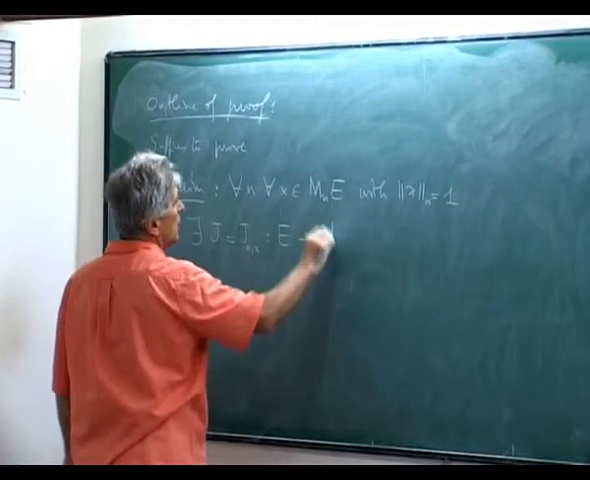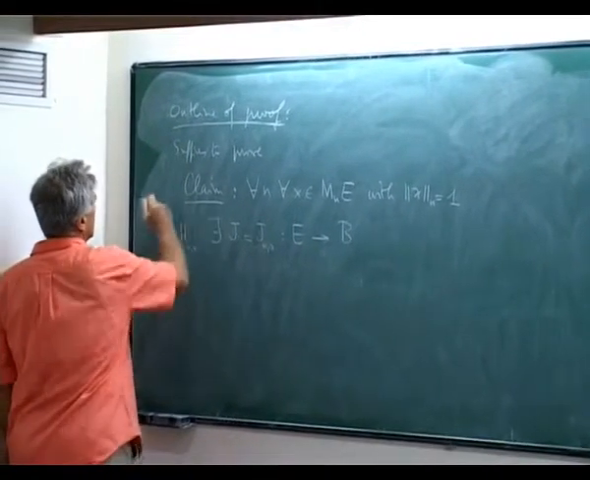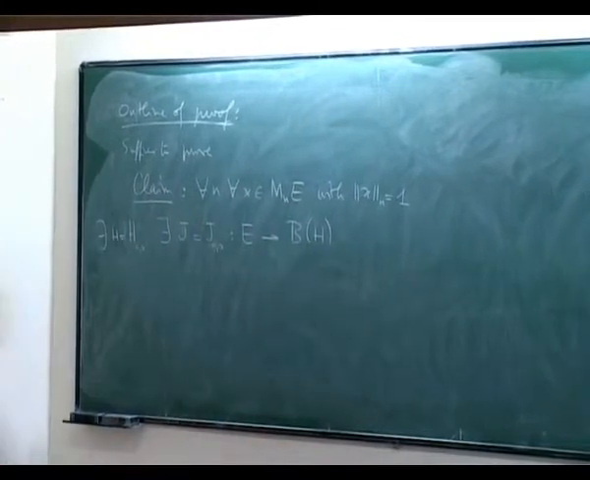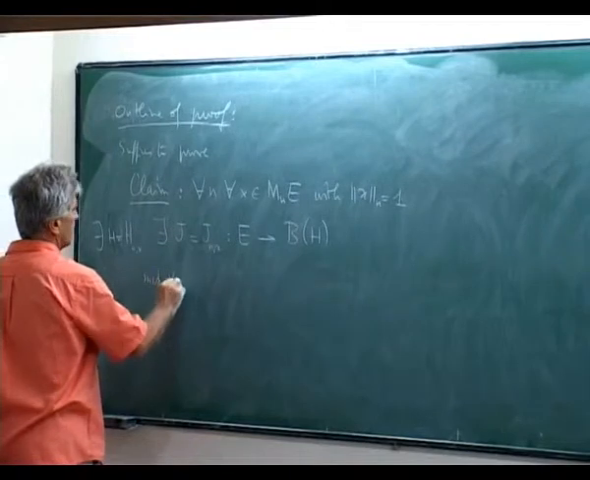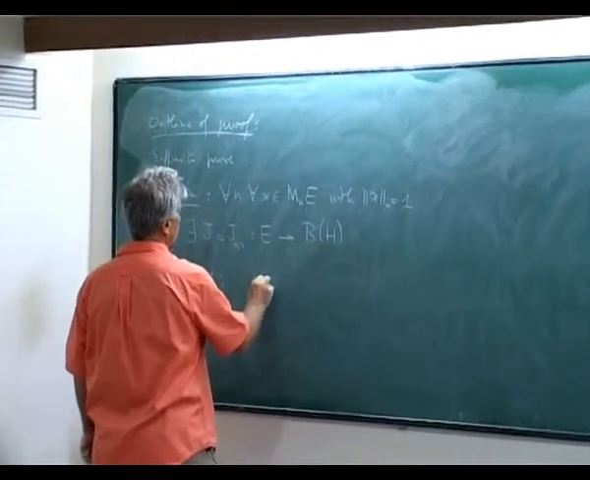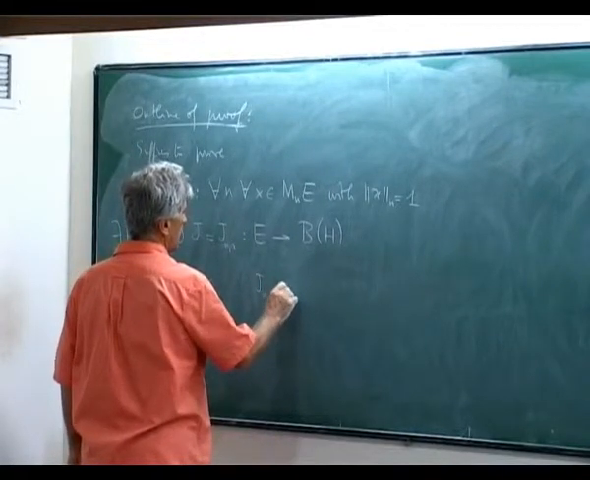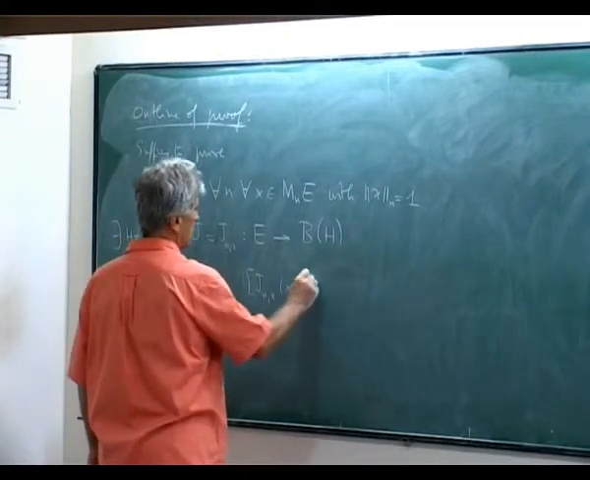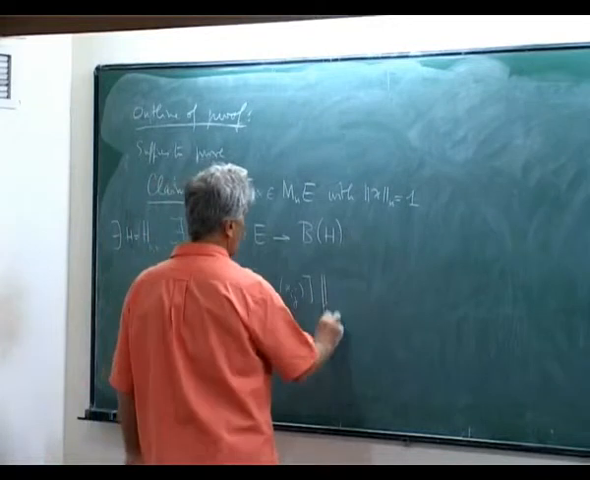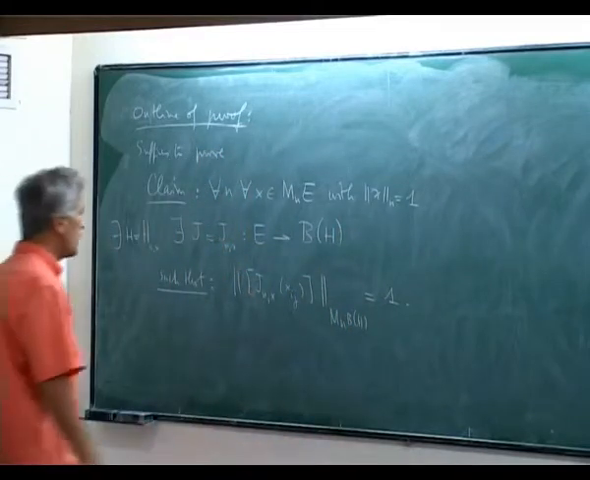From E to some H, so there exists an H, also depending on x, such that J goes from E to B of H, such that the following holds. First, the norm of J_{n,x} of this particular x, when we compute it in Mn of B of H, we want it to be 1. So it is the same as this norm. But for all the others, it should be less than 1.